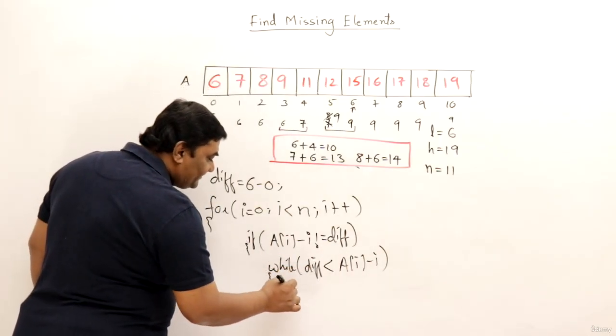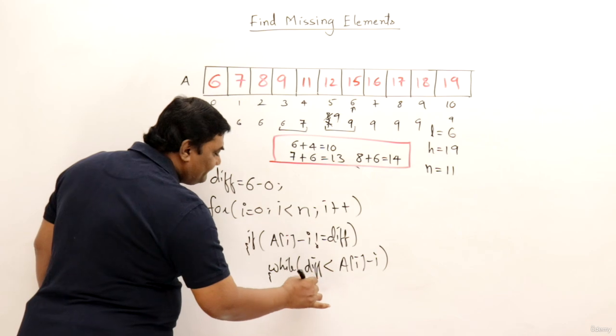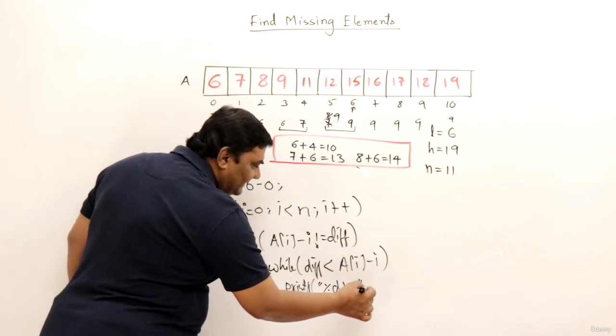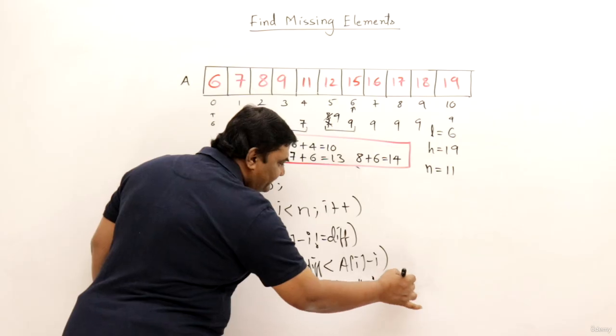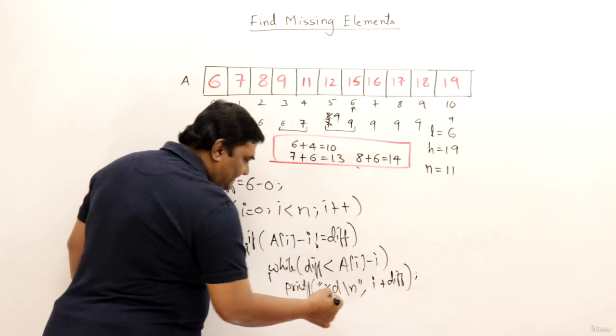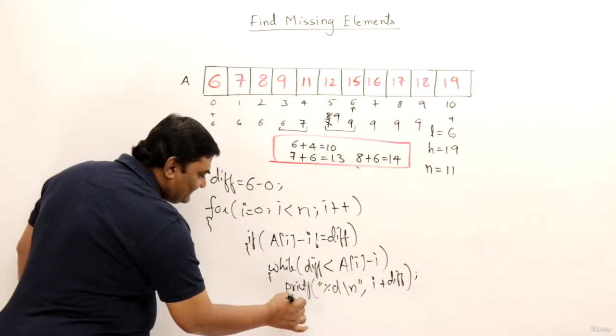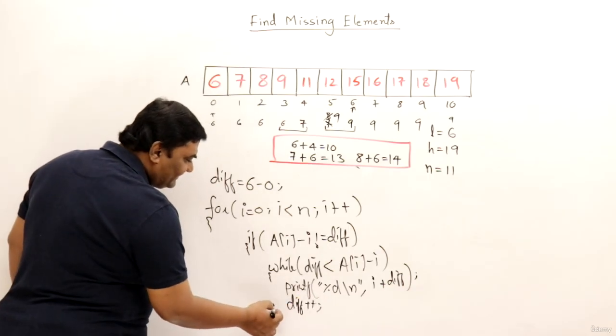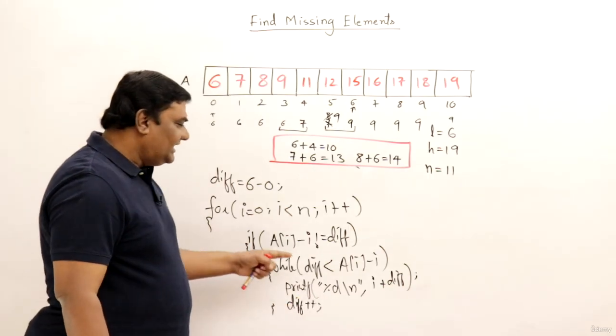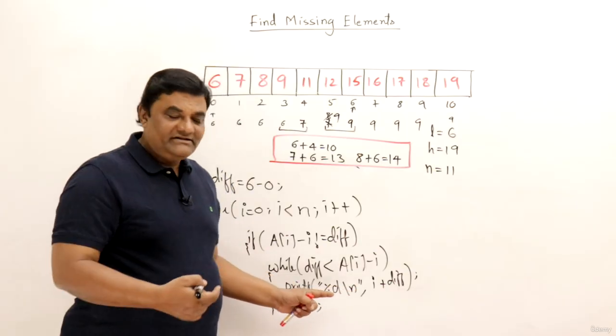I should print the element. So directly I am printing the element. Printf, the element is current index plus difference, and I should move to next difference. So difference plus plus. That's it. So using a loop, I will print all the missing elements.